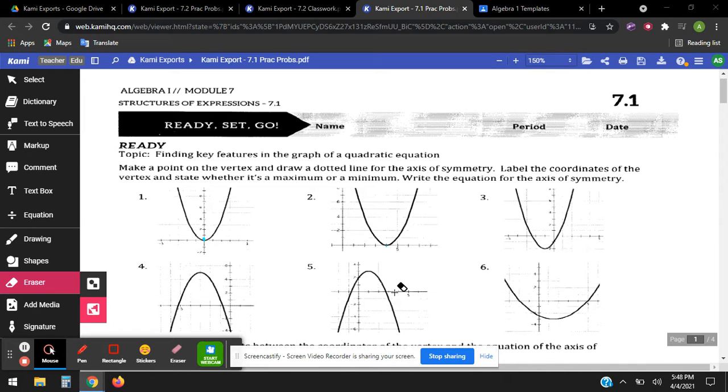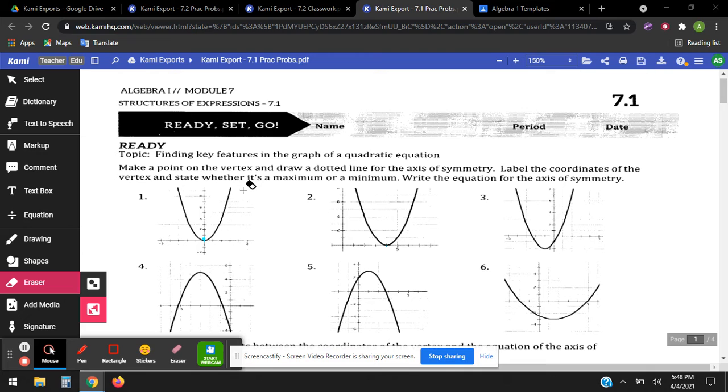Hi, this is Algebra 1, Module 7, Lesson 1's practice problems. Here we are going to practice finding some of the key features of the graph, specifically a quadratic equation. So I'm going to make a point on the vertex and draw a dotted line for the axis of symmetry. I'm just going to do a line since I can't do dotted on here.